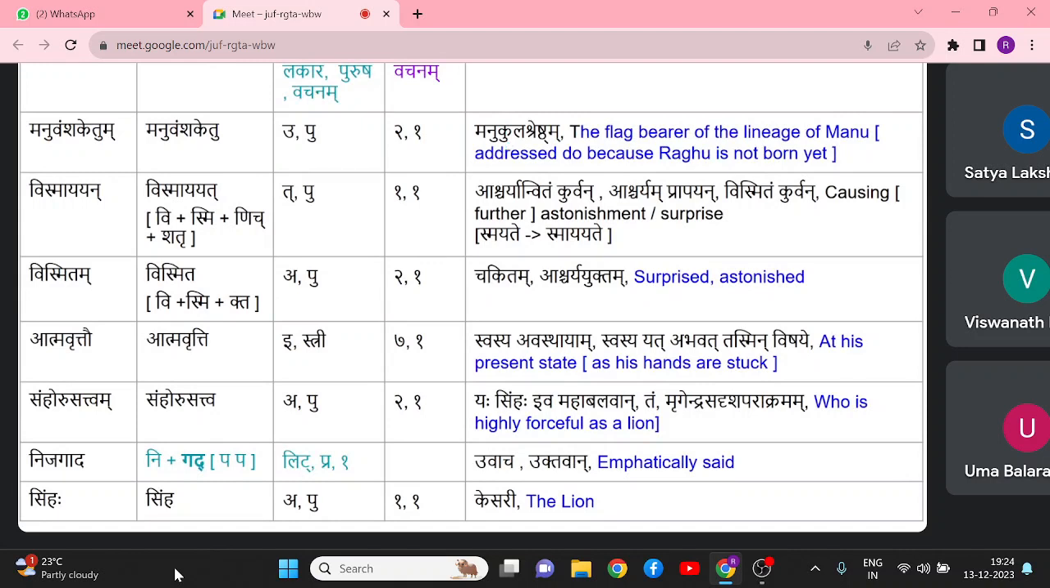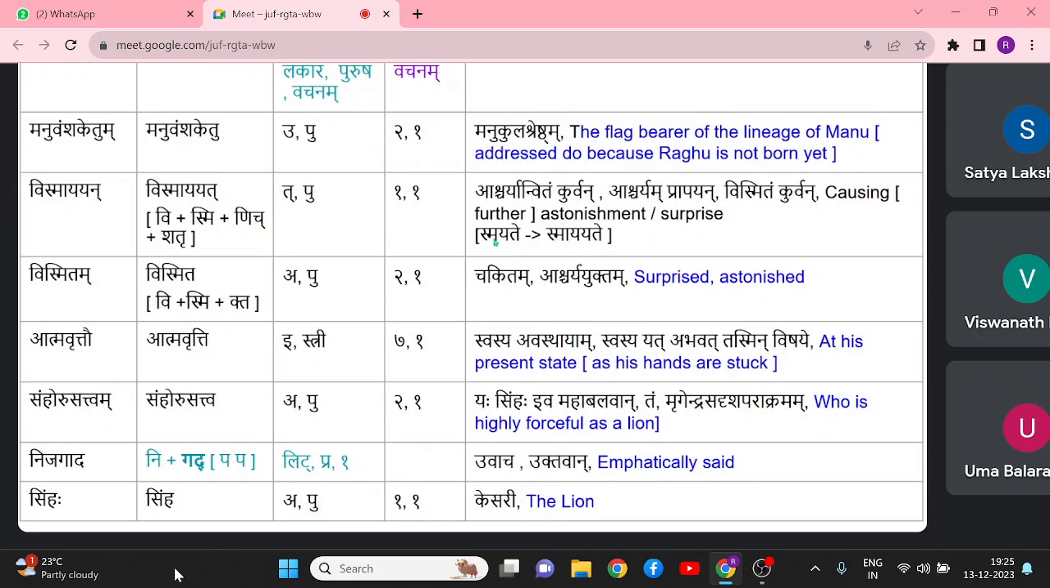After that begins Raghukula. Vismayayan. So first you have the Nijanta and Shatra Pratyaya. Ascharyanvitam Kurvan. Ascharyam Prapayam. He's making him surprised. So that's why Nijanta. He is not surprised. He is making the other person surprised. Vispitam Kurvan. Causing further astonishment or surprise.